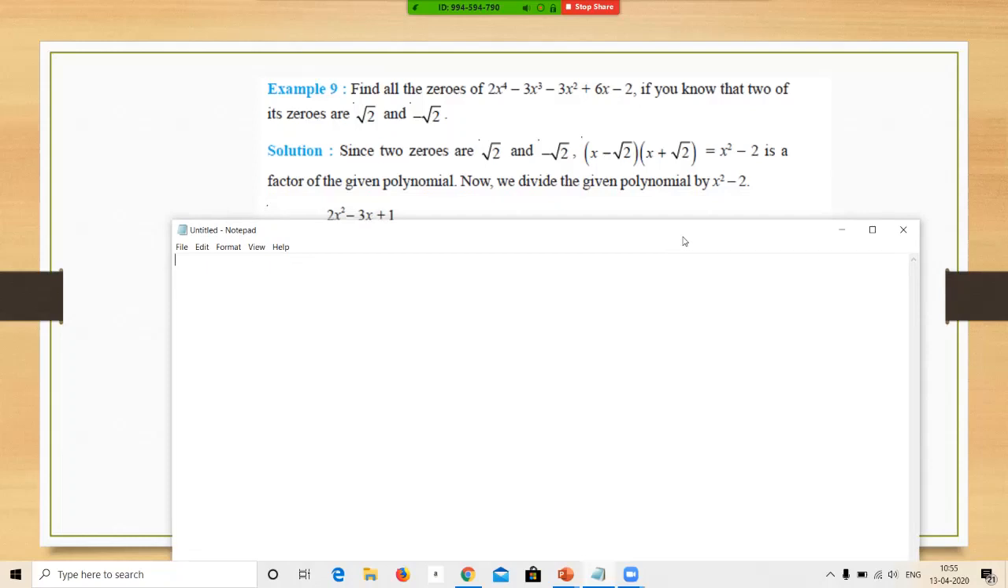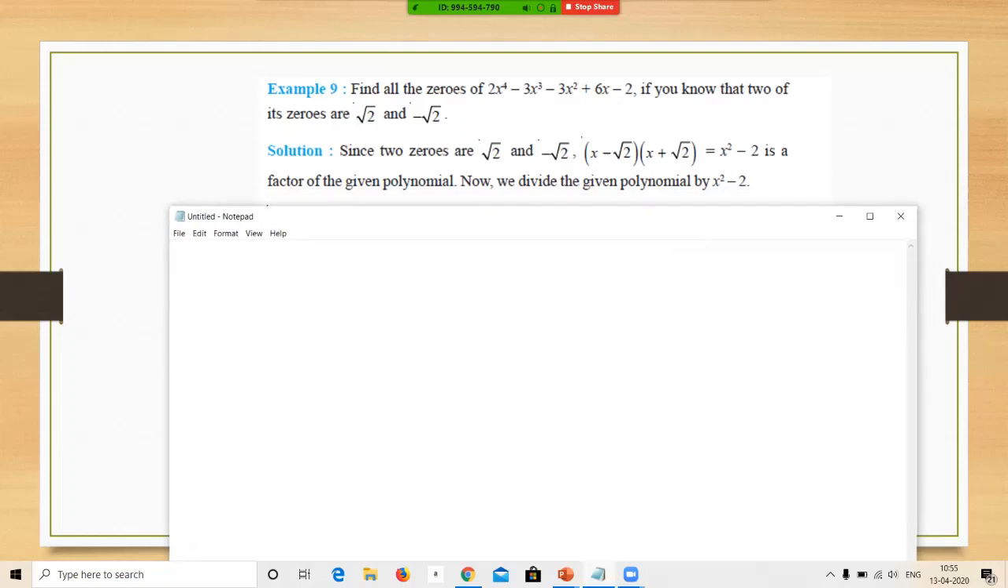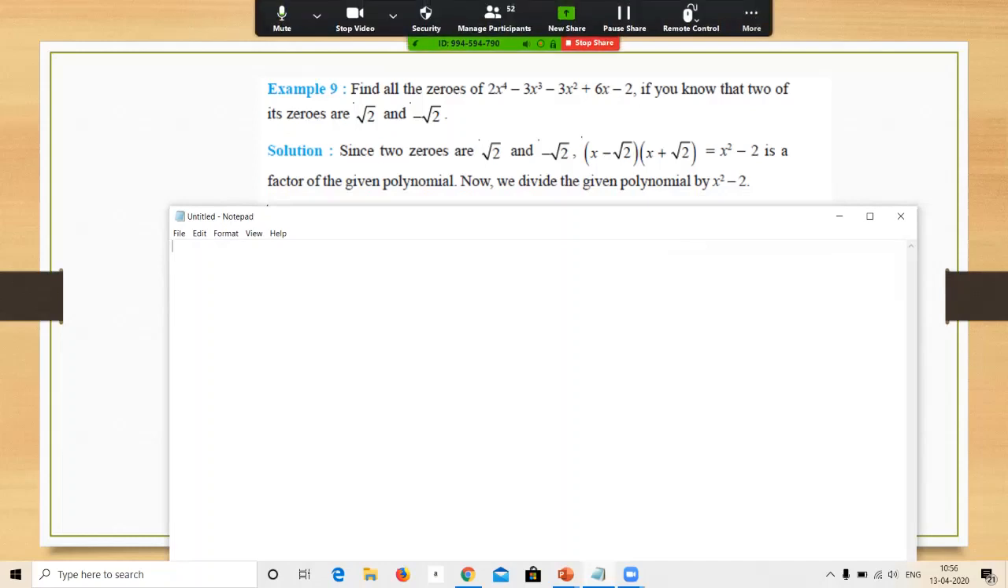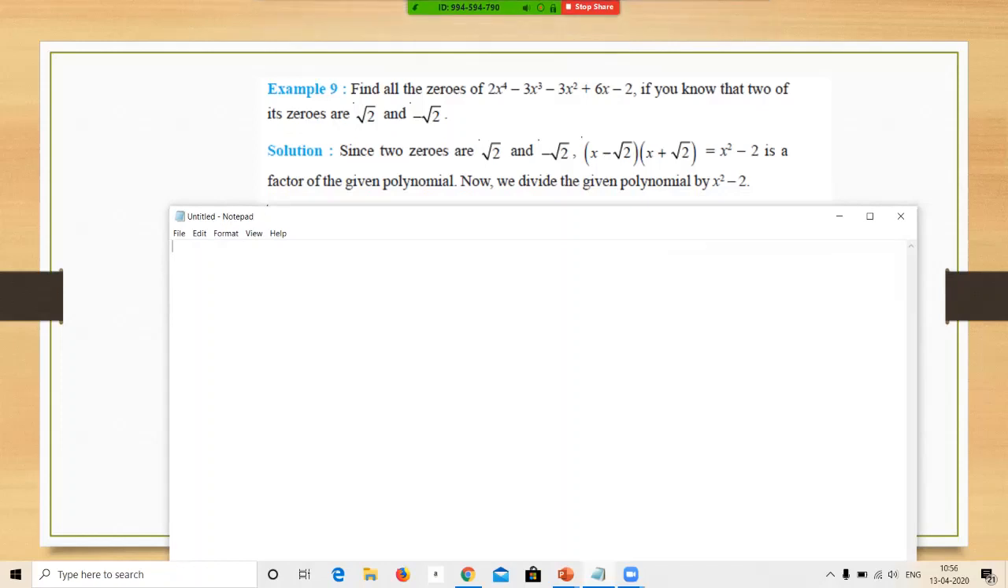So now everybody start dividing it, please. Basically you're dividing 2x4 minus 3x cube minus 3x square plus 6x minus 2 by x square minus 2. Give me the quotient. Simple again, long division. Check first that this whole thing is in descending order, then start with the long division. If somebody is still not fluent with the long division, please take your grade 9 book in hand and start working on the simple sums given there.